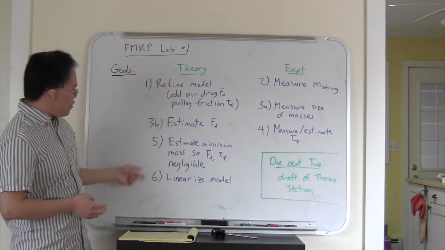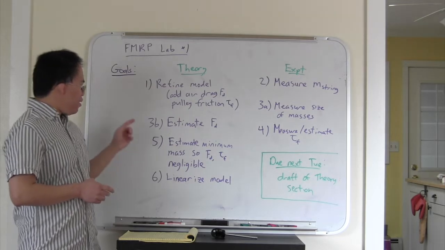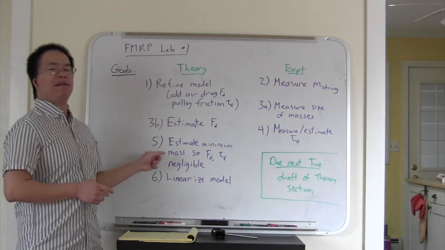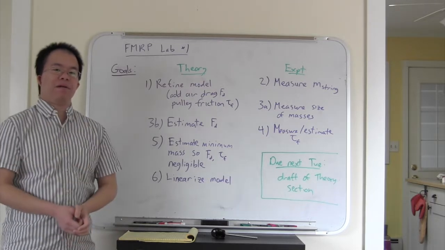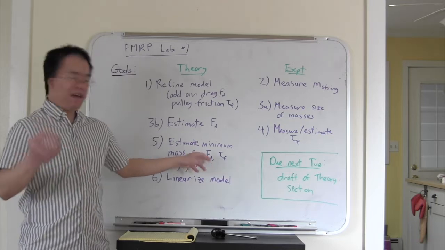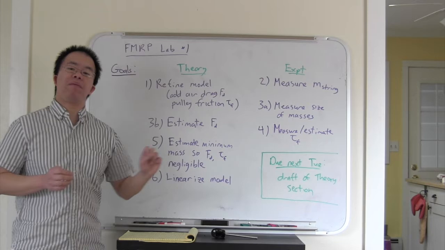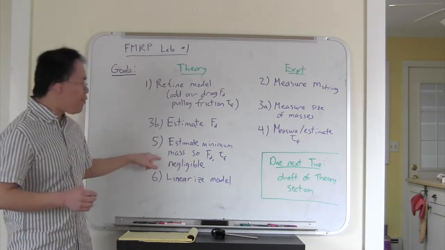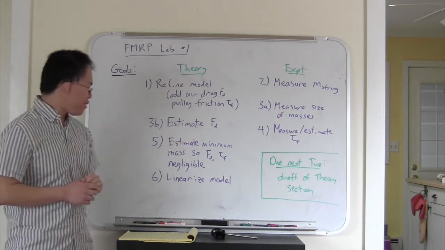So 5 and 6 are the two parts that I think are the most fun here. We're going to want to estimate the minimum mass we should use that's hanging right from our pulley such that air resistance F sub d and the frictional torque tau sub f are both negligible. I'll have a wee bit more to say about this in just a sec.